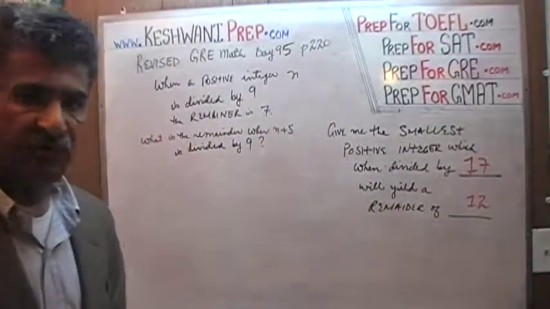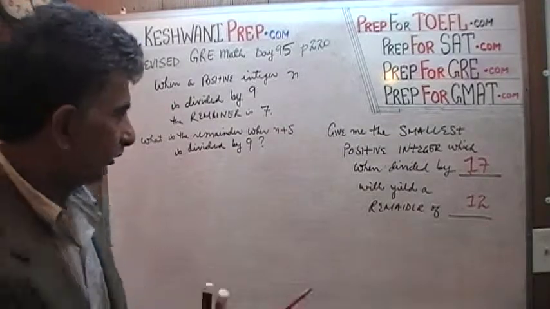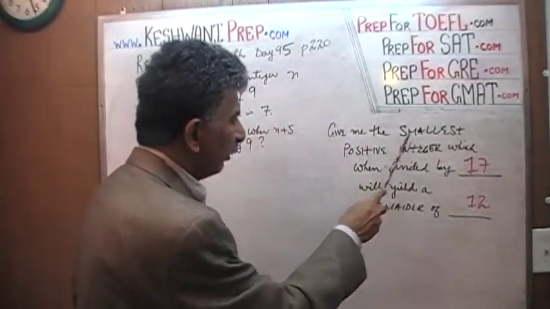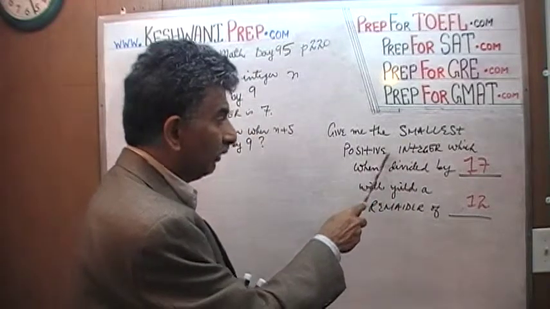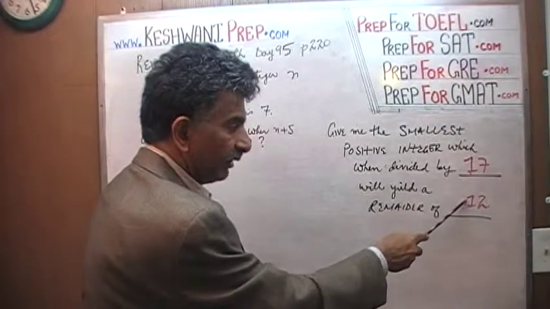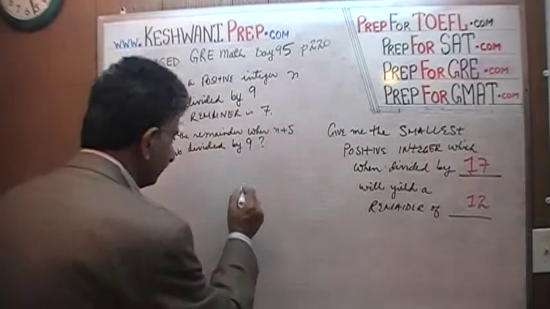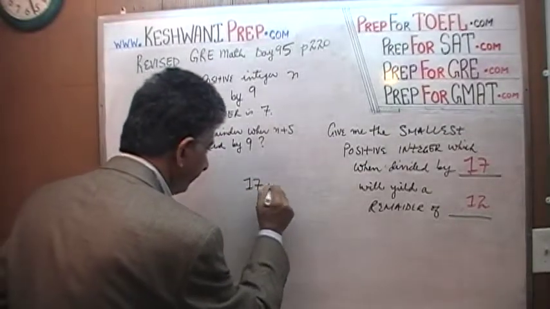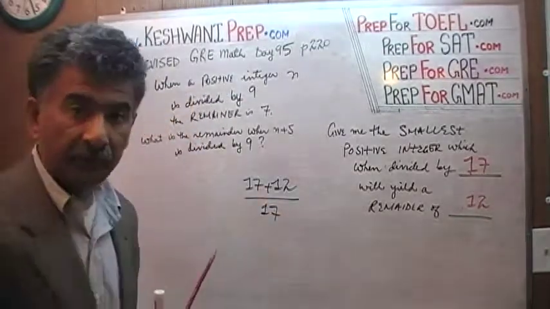Can you think of a smallest possible number that will do the job? That's what it's asking here. It says, give me the smallest positive integer. It has to be a whole number, it has to be positive. The smallest positive integer that you can think of, which, when you divide by 17, yields a remainder of 12. But that's very easy. That's 17 plus 12. If you were to divide this number by 17, you will have a remainder of 12.